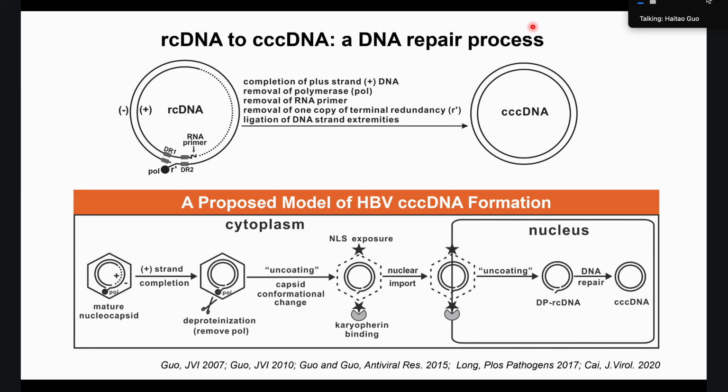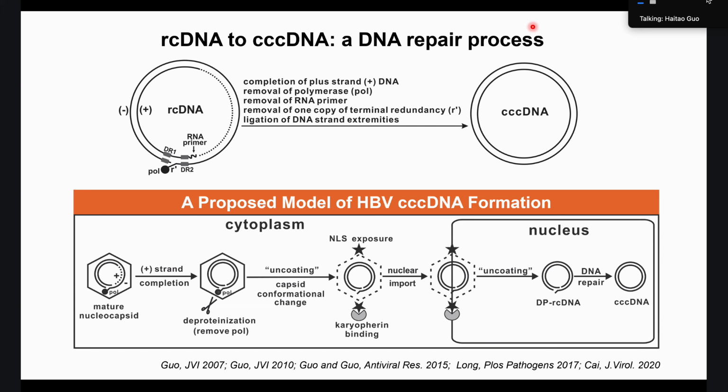Considering formation of cccDNA from the rcDNA, this is a DNA repair process. People can easily understand that the rcDNA can be considered a damaged DNA because it has nick gaps and peculiarities on the terminus of the rcDNA. So those structures need to be fixed to repair this into a perfect covalently closed circular DNA.